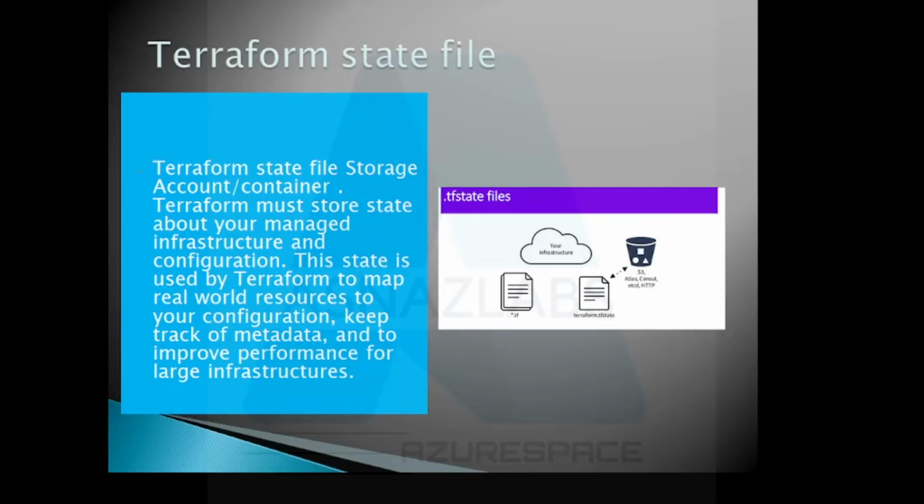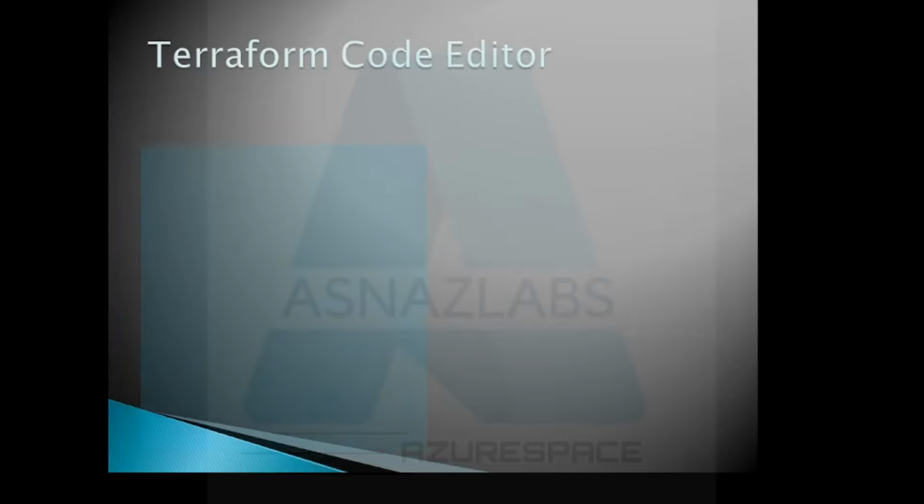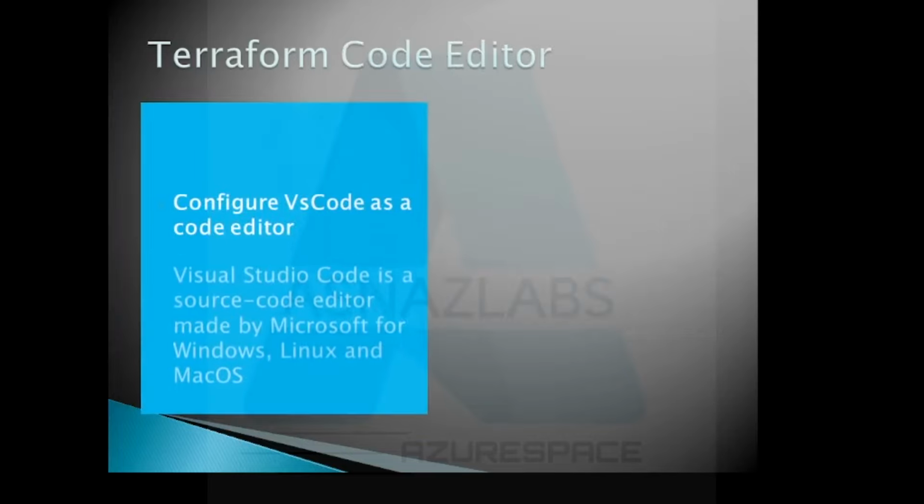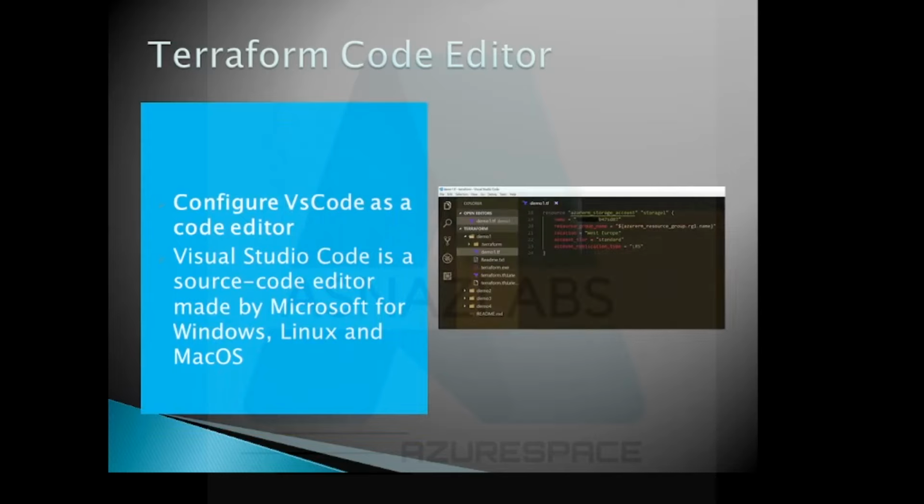Finally, configure VS Code as a code editor on your laptop or desktop. Visual Studio Code is a source code editor made by Microsoft for Windows, Linux and Mac OS. You can download and install it from Microsoft websites. VS Code extensions enable us to connect to Azure DevOps repos and write Terraform code with the right syntax. A detailed demo video will be uploaded shortly for each of the above.